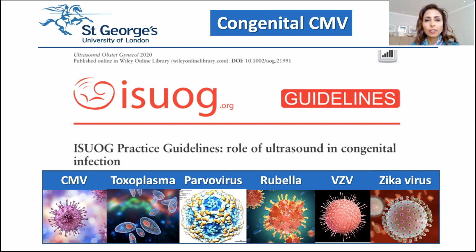I'm a professor of fetal medicine at St. George's Hospital in London. I've been fortunate to lead on the ISUOG guideline on the role of ultrasound in congenital infection. This guideline covers CMV infection, toxoplasma, parvovirus, rubella, varicella zoster virus or chickenpox, and Zika virus. And it was published in July 2020 in the White Journal. I'm planning to give you a flavor on some aspects of the recommendations related to congenital CMV infection.